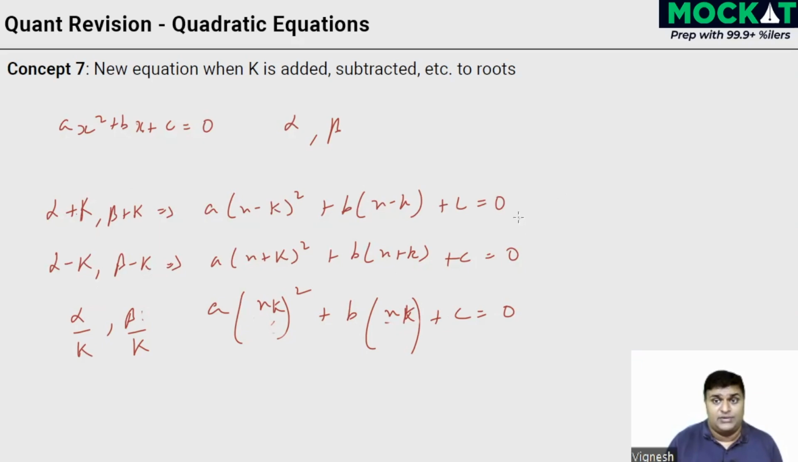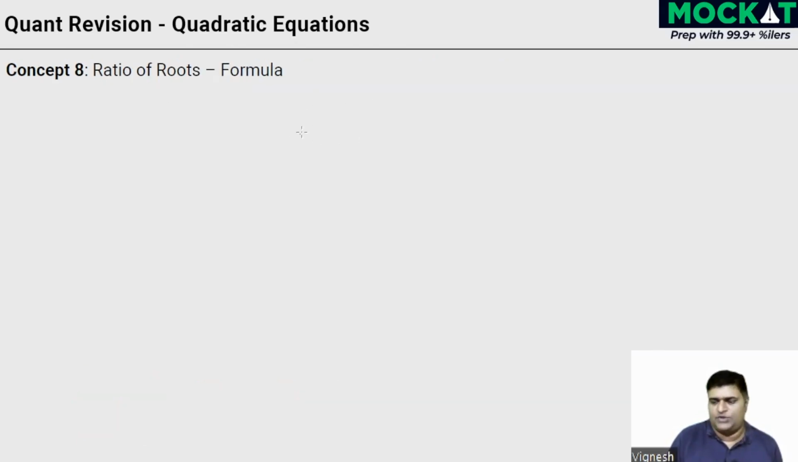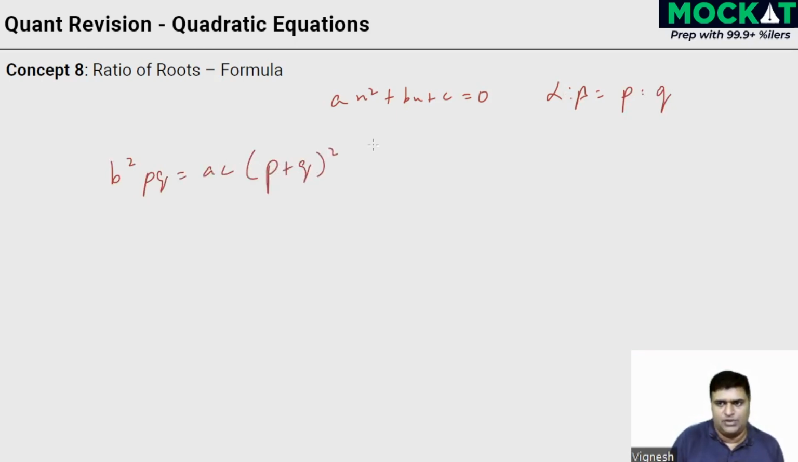Now, the last part over here is what if the roots are going to become the reciprocal? If ax square plus bx plus c equals 0, for that the roots are alpha and beta, where it's reciprocal, it's simply cx square plus bx plus a equals 0. That's it. So a ratio of roots formula over here, where ax square plus bx plus c equals 0, that's the general form of the quadratic equation, has roots in the ratio of p is to q, right? Then b square pq equals ac into p plus q the whole square, right?